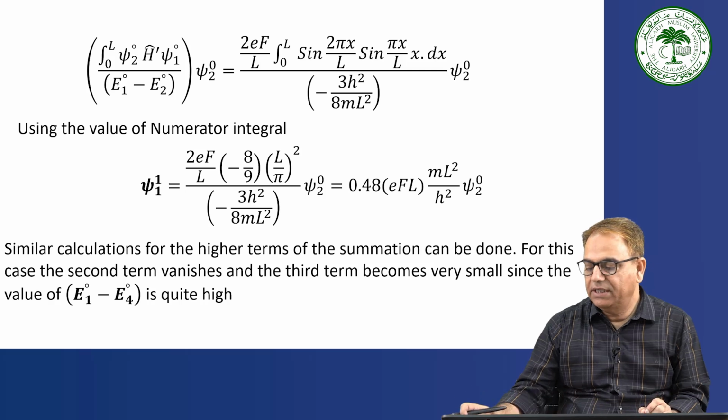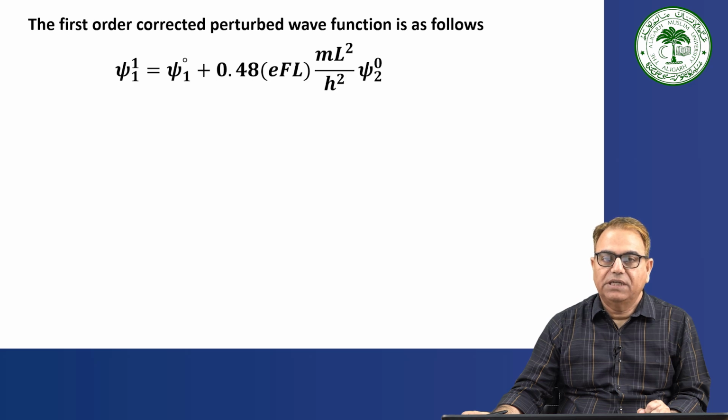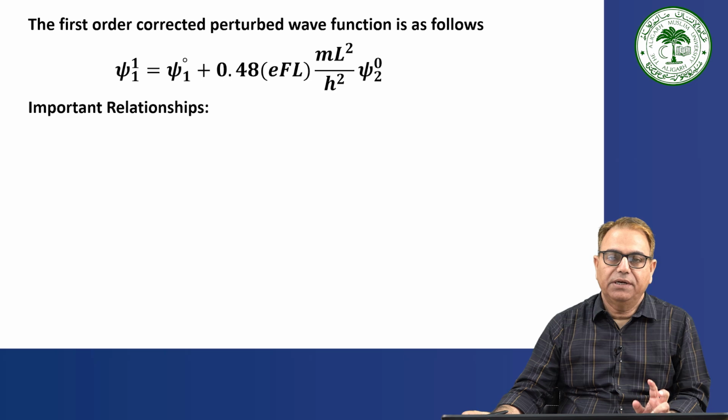The lower order terms are enough, and then the corrected perturbed wave function could be written like this: psi 1 is equal to psi 1 naught plus 0.48 eFl m l square h square psi 2 naught. Okay, and the corrected energy also we got. So what is the important relationship in the non-degenerate perturbation theory?